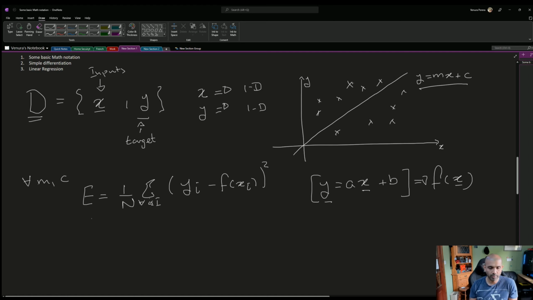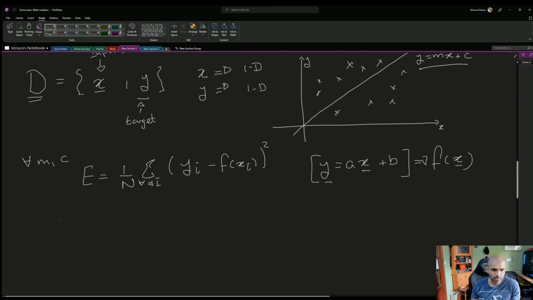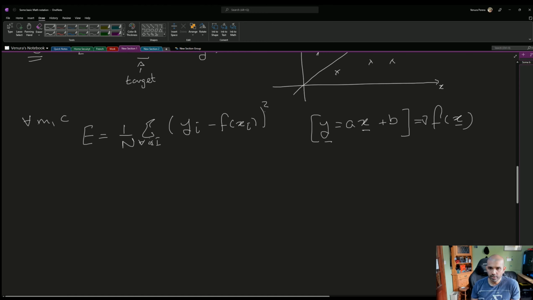Okay, so there we go. We've got this error function. Now, what do we want to do? Well, we want to be able to find the values of m and c that are going to minimize this error, right? And to do that, we're going to substitute the function in. So we're going to have our error equal to this functional form.